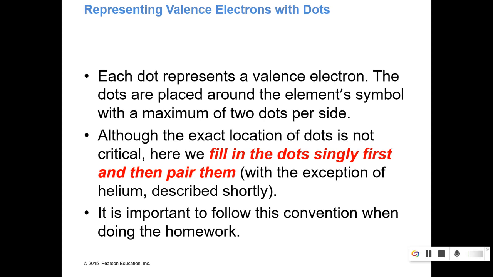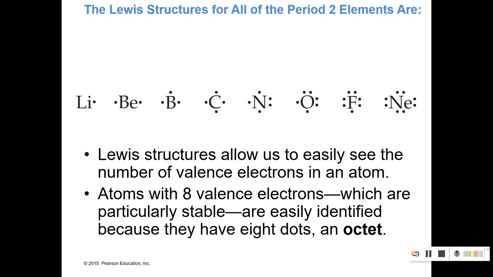Okay, so they fill dots singly first, or individually is really a better word, and then they pair, just like Hund's rule. Okay, and a symbol has 4 sides, so they just go around single and then they pair. All right, here's an example of all of the second row elements.